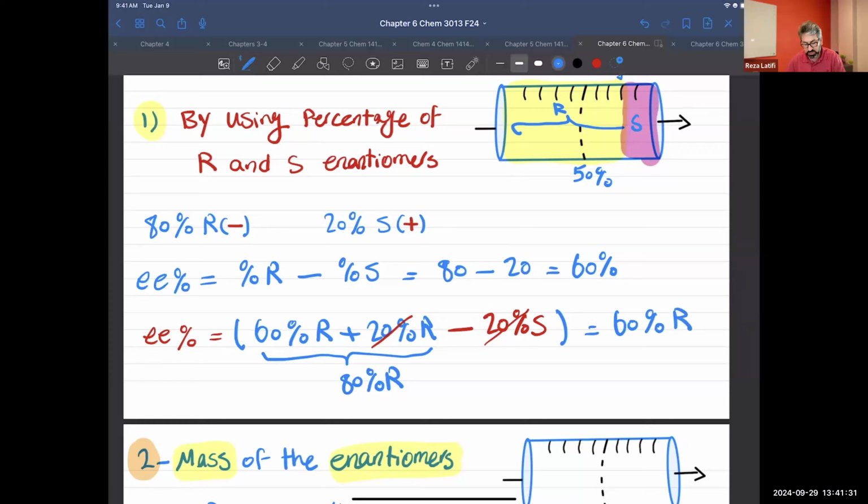Okay, so these two, they will cancel each other, and you are going to be left with only 60% from R. If you know the rotation for it, the direction, and then your alpha, you know the sign for alpha, and it says R is negative, so that means the number for alpha will be a negative number, whatever. I don't know the number for it, but it will be negative. Why? Because I have X's from R, and R has negative rotation. That's one. So if you know the percentage, you just subtract them, and the difference between them will be the percentage of enantiomeric axis.